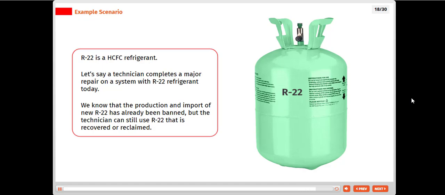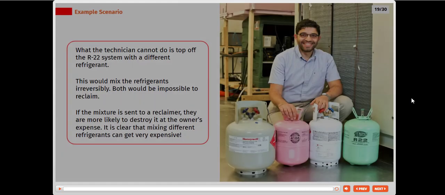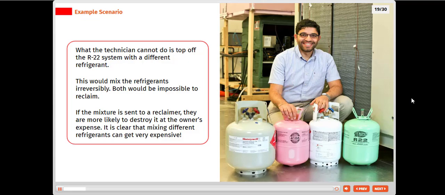What the technician cannot do is top off the R22 system with a different refrigerant. This would mix the refrigerants irreversibly. Both would be impossible to reclaim. If the mixture is sent to a reclaimer, they are more likely to destroy it at the owner's expense. It is clear that mixing different refrigerants can get very expensive.